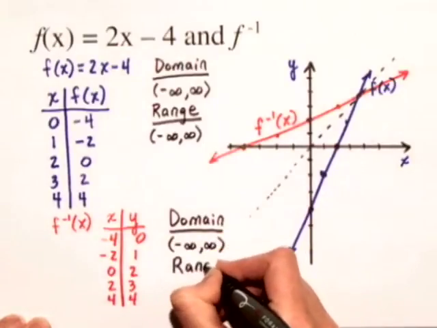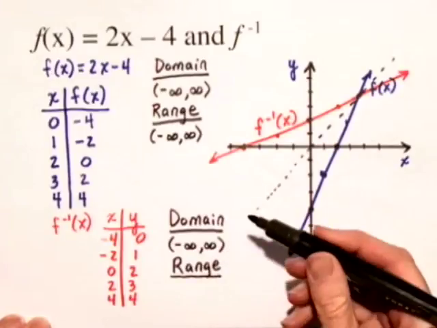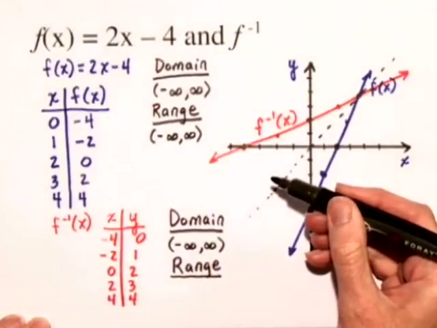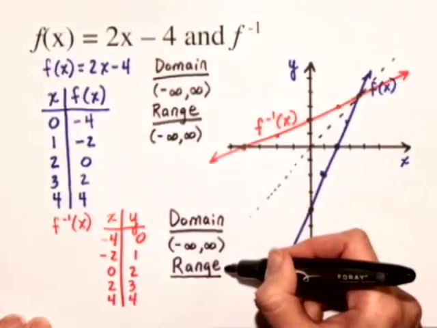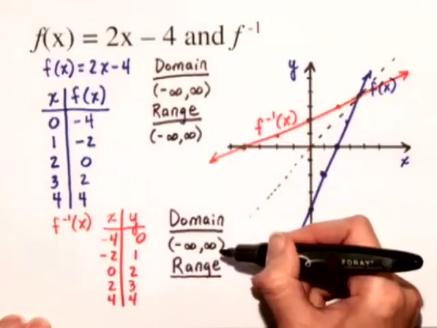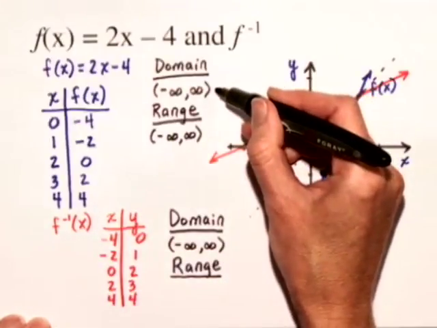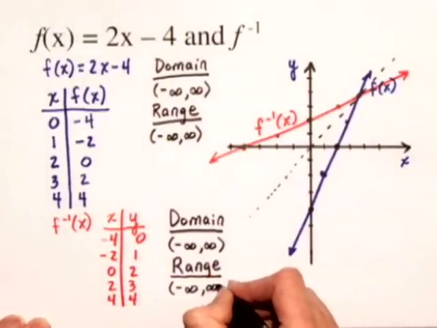And the range of this graph in red, again, we can look at it and we can see that it's a line and the range is from negative to positive infinity, or we could use the trick. The range of the inverse function is the same as the domain of the original function, from negative to positive infinity.